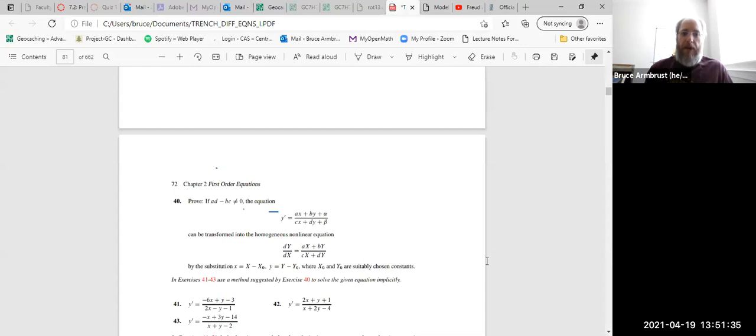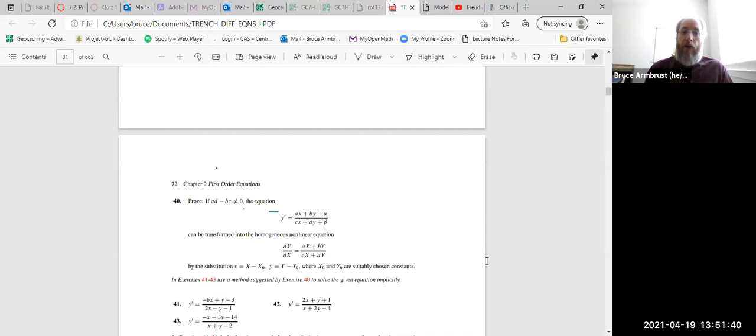So here's our differential equation. We have y prime equals (2x + y + 1) over (x + 2y - 4). First things first, we should make sure that we meet the condition, right? Remember it said we needed to see that AD minus BC was not equal to 0.